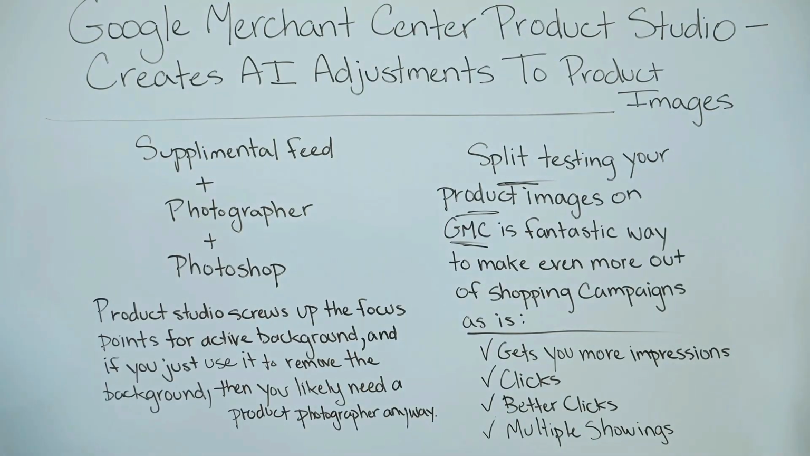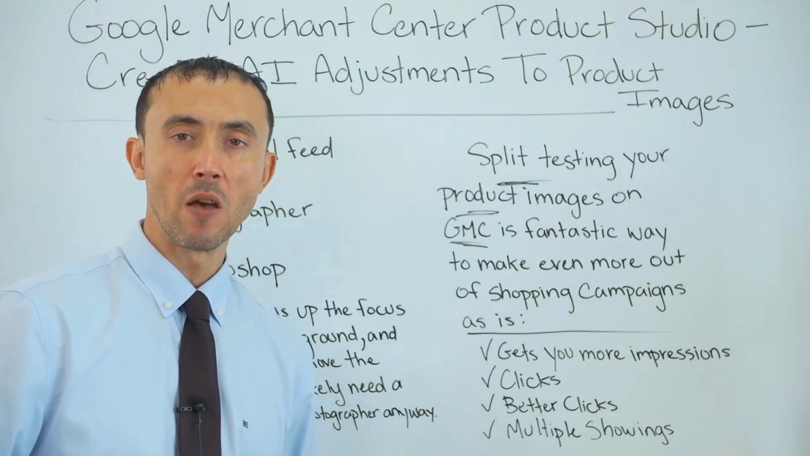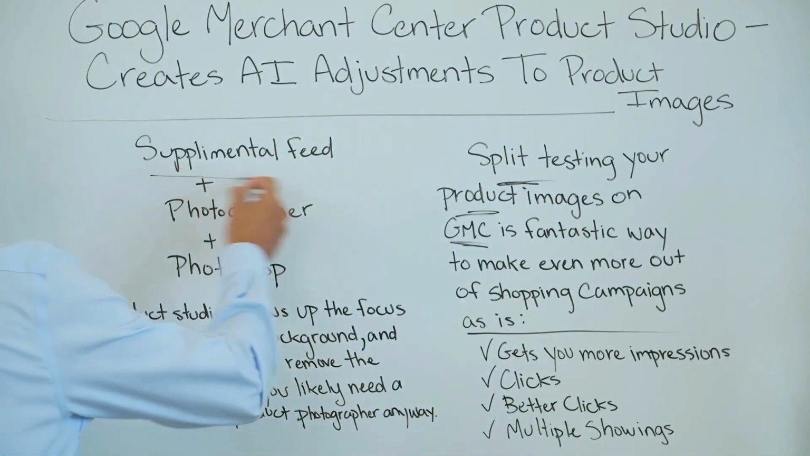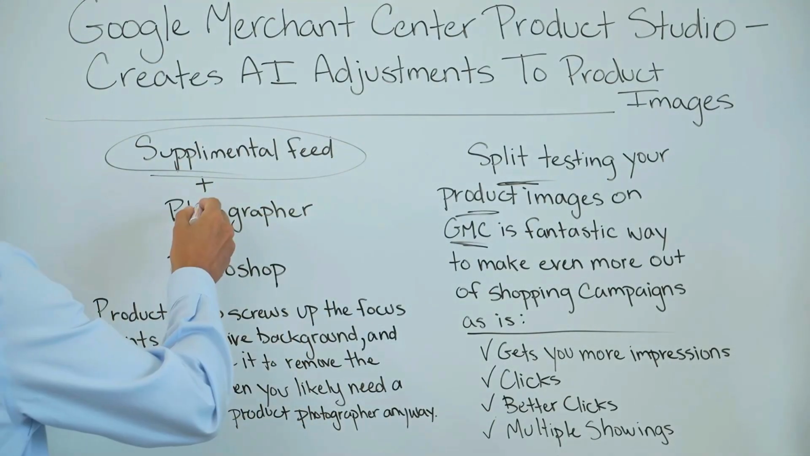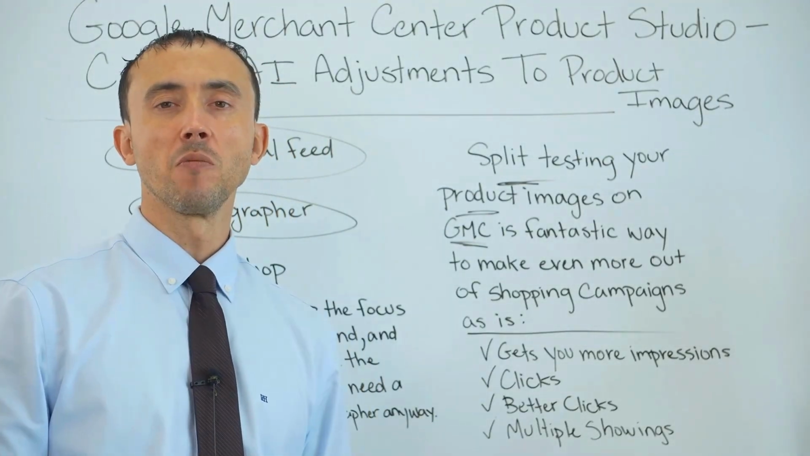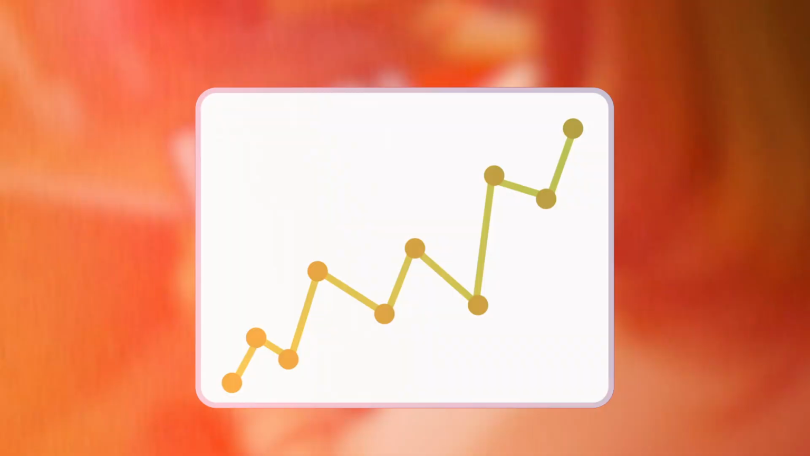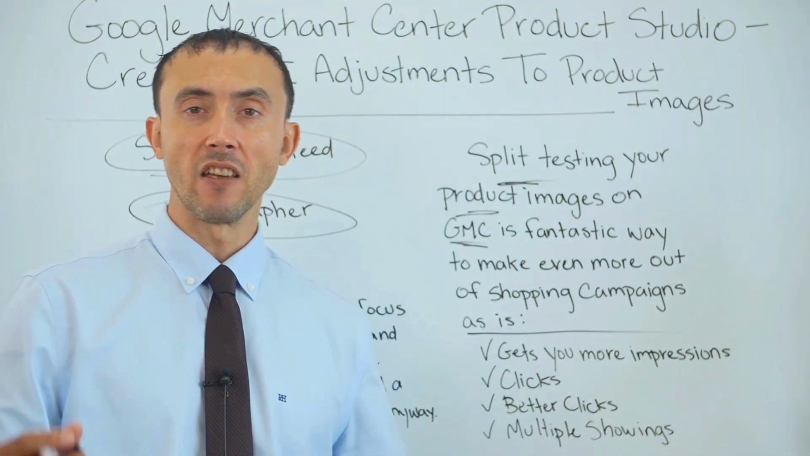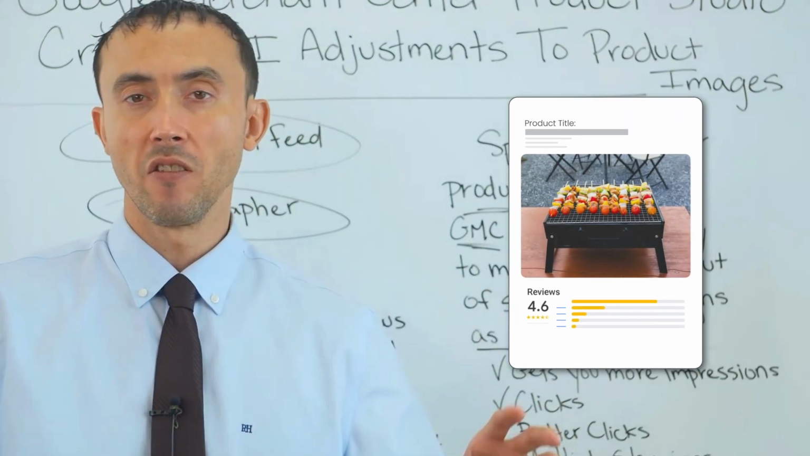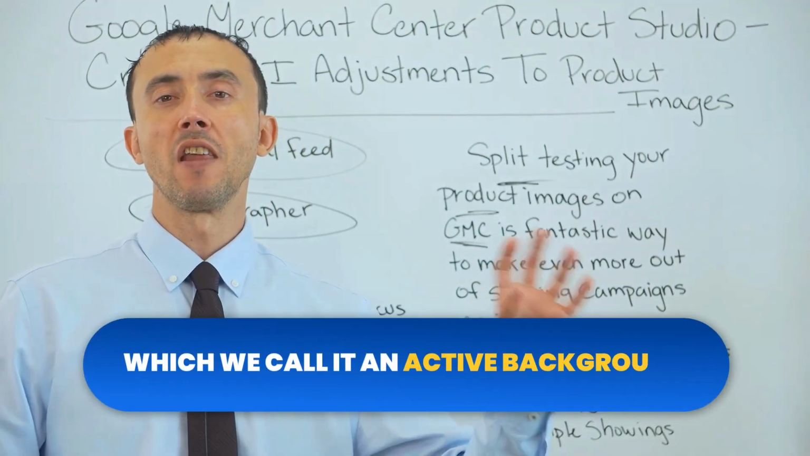The ideal way to do this optimization of your product images for your shopping campaigns is to use the supplemental product feed, like I mentioned. Then you use a photographer to take a real image. Sometimes a white background, let's say, is the best to get the highest click-through rate on a shopping ad for a product. Sometimes it's an active background, like a grill that's sitting on a picnic table versus on a white background, which we call an active background.